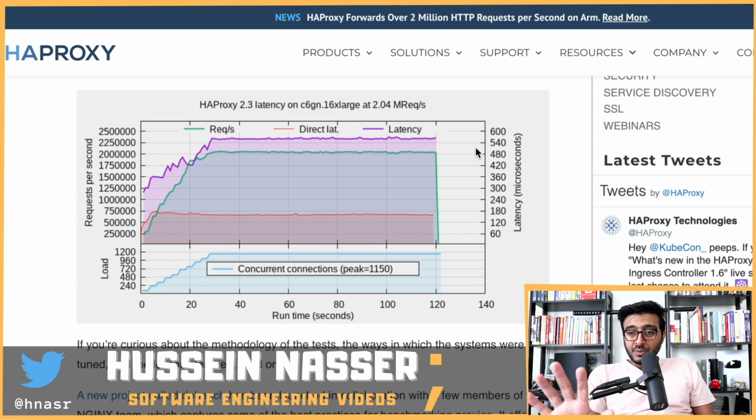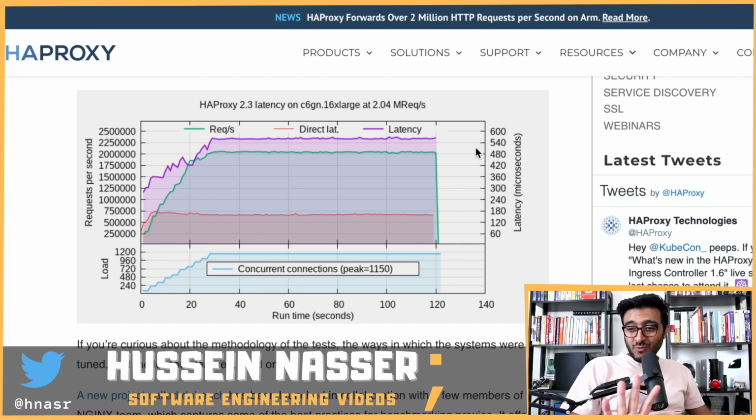And for people listening on the podcast, I don't know how you listen to the podcast. We're looking at a graph here with 4 lines. There is the line that shows us the direct requests per second, and it also shows us the latency.